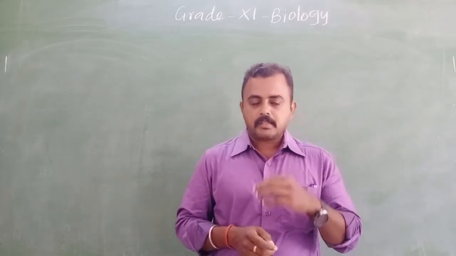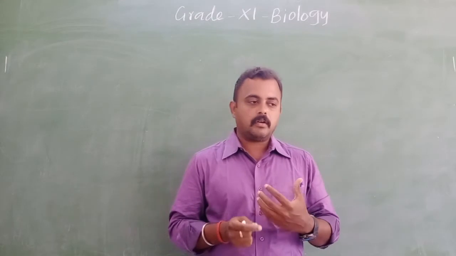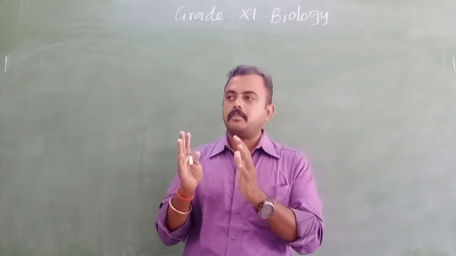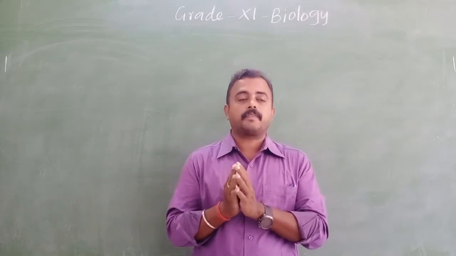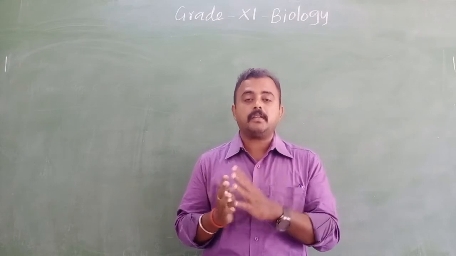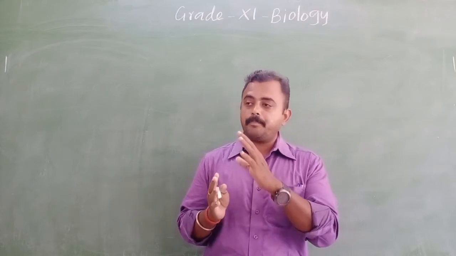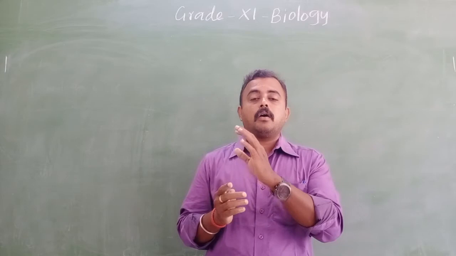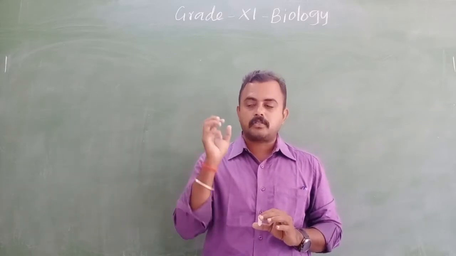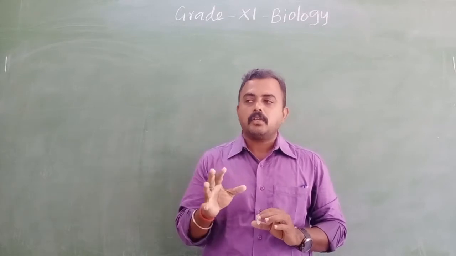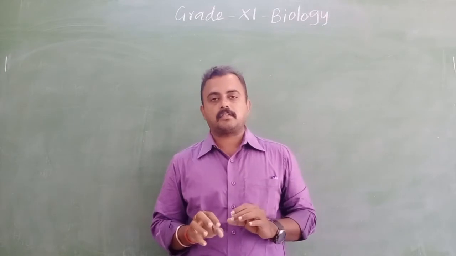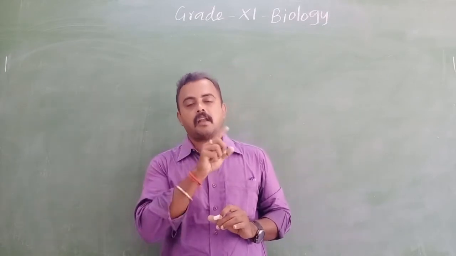Next, vertebrates are those which have a backbone, and invertebrates do not have a backbone. Even invertebrates do breathing. They use the body surface, and by simple diffusion they take oxygen and release carbon dioxide. So different kinds of animals use different kinds of respiratory organs. That was also explained in the last video class.